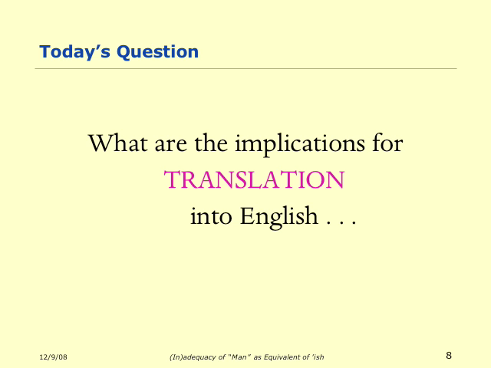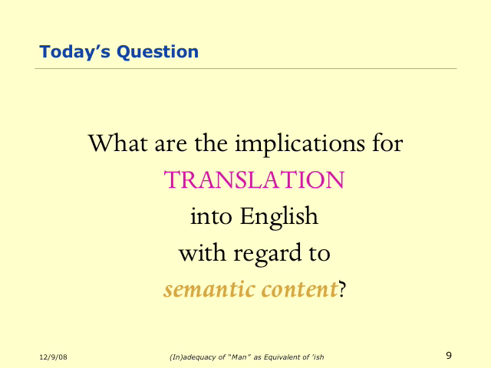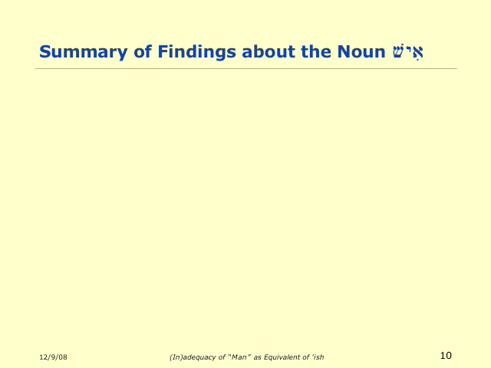I will focus on accuracy in semantic content. Of course, that is only one of the many factors that translators need to take into account, but for the sake of simplicity, it is the only factor that I am assessing here. First, though, I will summarize my earlier findings about ish, expressed as three main points. One: it is primarily a term of affiliation, a relational noun.